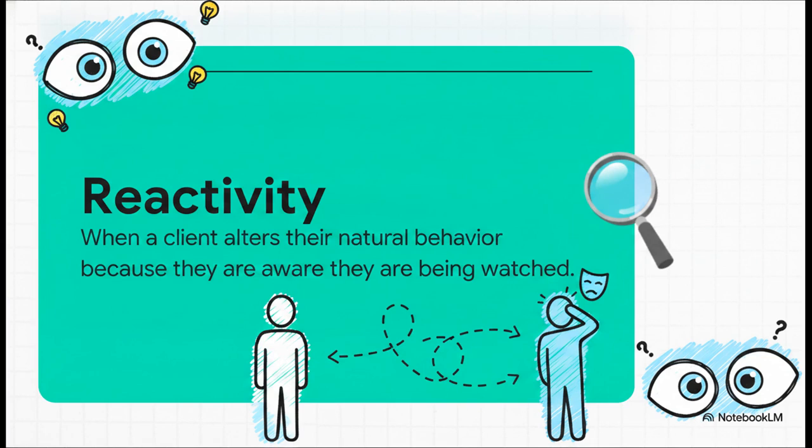There is, however, one major limitation to observation, and it's a phenomenon called reactivity. Just think about it. How differently do you act when you notice your boss walking past your desk? Humans naturally act differently when they know someone, especially a psychologist, is watching them. The very act of observing can actually change the behavior you're trying to measure. It's a fundamental challenge that clinicians constantly have to account for in the real world.